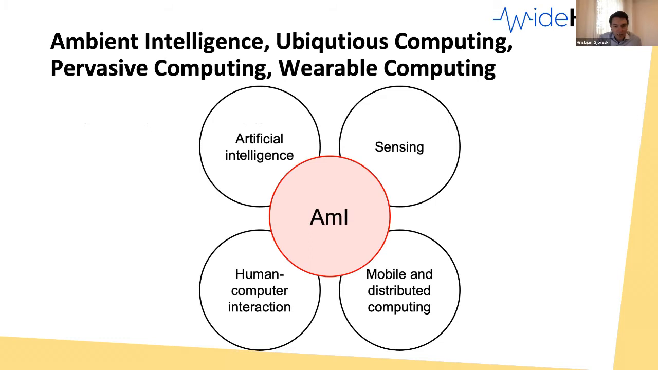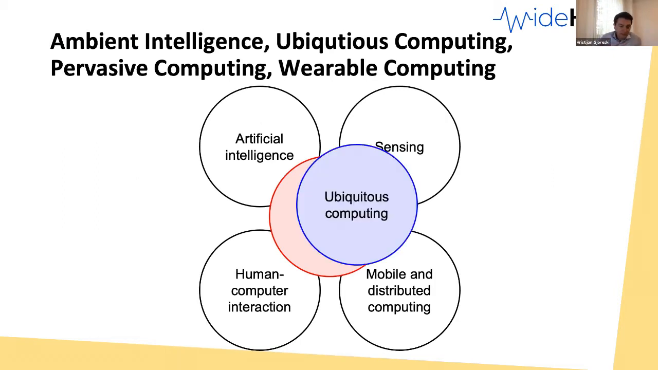So let's first put wearable computing in context. We have, let's say, well-established research areas such as artificial intelligence, sensing, human-computer interaction, mobile, and distributed computing. Of course, they interconnect. It's not like they're on separate islands. But then we have one area which is called ambient intelligence. But this title, ambient intelligence, never got its attention. So it's not that popular in the research community.